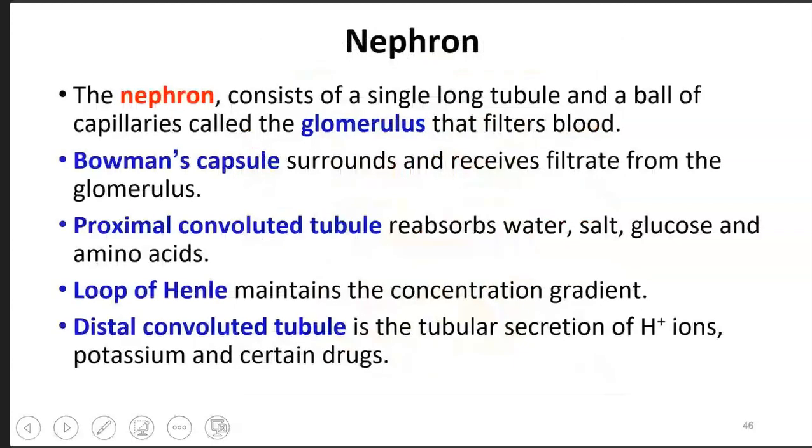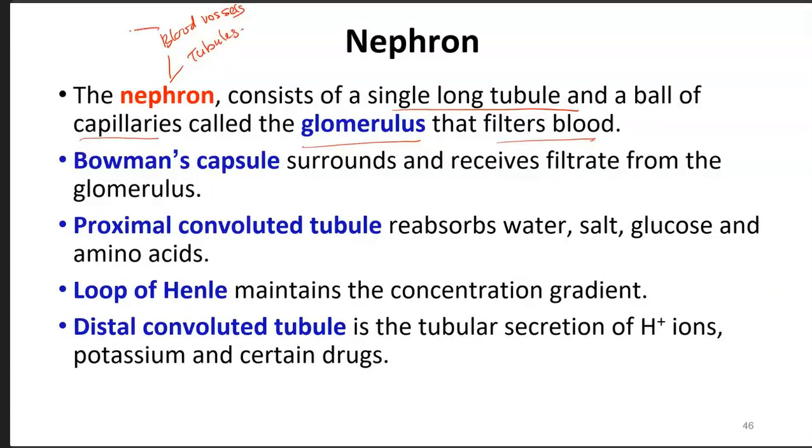Okay, so the structure of nephrons. The nephron consists of a single long tubule and a ball of capillaries called the glomerulus that filters the blood. So the nephron actually has two components: blood vessels and also tubules. Blood vessels start from the glomerulus. Tubule starts with the Bowman capsule.